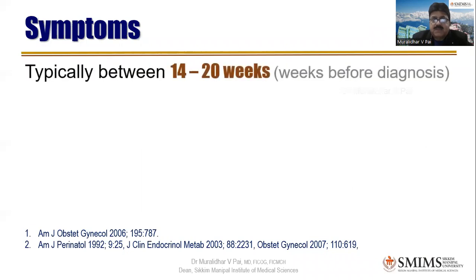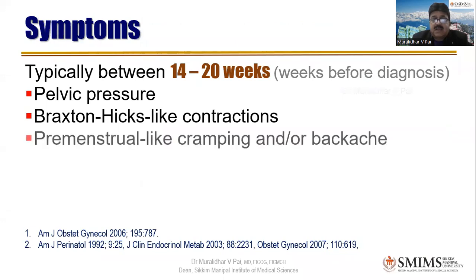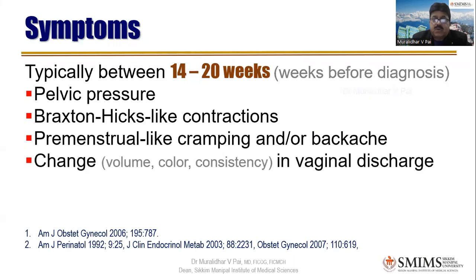What are the symptoms? Of course, again, typically between 14 to 20 weeks or weeks before diagnosis, there will be pelvic pressure, Braxton Hicks contractions, premenstrual-like cramping and or backache. Usually whenever there's backache, that means she's getting into labor. That's how it starts, from back it comes to the front. That's what we say.